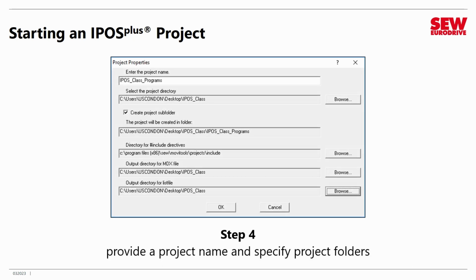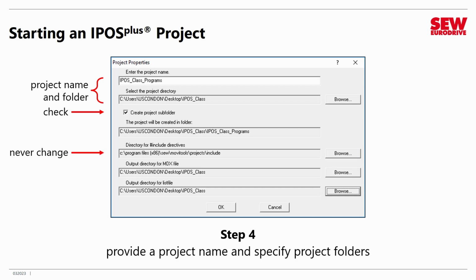Now this box will come up and you need to put the project name in and specify the project folders. And for the most part, you can just go ahead and use the defaults. You don't have to set too much up in here. So your project name and folder is here. Just make sure everything's pointed in the right place and that the right name for the project is there, IPOS_class_programs. Make sure it's going into the right folder. Do check that box, create project subfolder. You do want that to happen automatically.